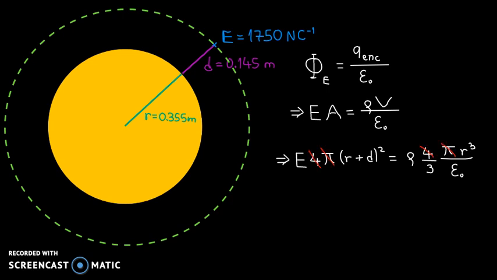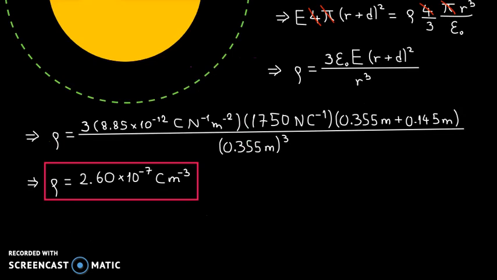We have 4 pi on both sides of the equation, so those cancel. And we rearrange our equation to isolate rho, the volume charge density. Next, we plug in the numbers and calculate the final result. Rho is equal to 2.60 times 10 to the negative 7th coulombs per meter cubed.